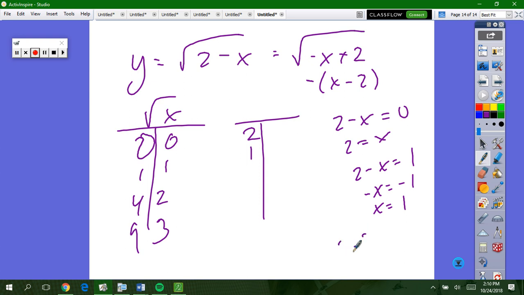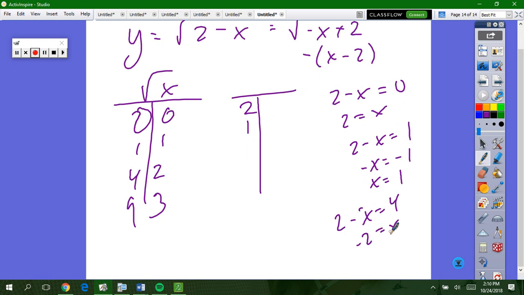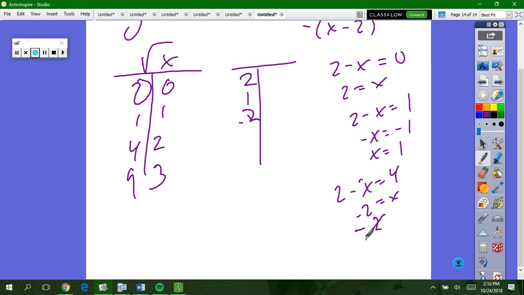When does this equal 4? I can add the x, subtract the 4, negative 2 equals x. And then when does this equal 9? I'm going to add the x, subtract the 9. Negative 7 equals x. Oops, sorry guys. And there it is. And then I'd be able to graph that.